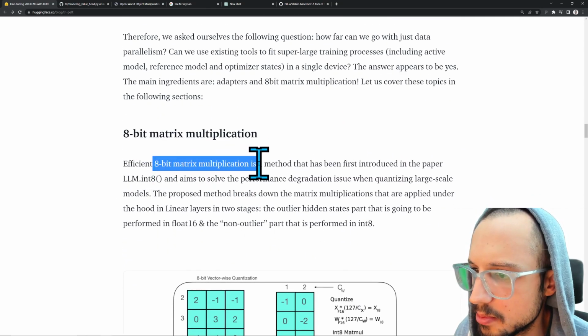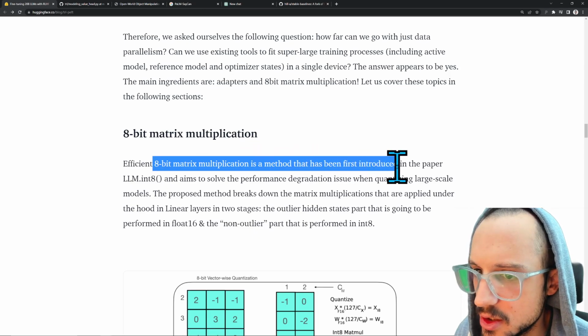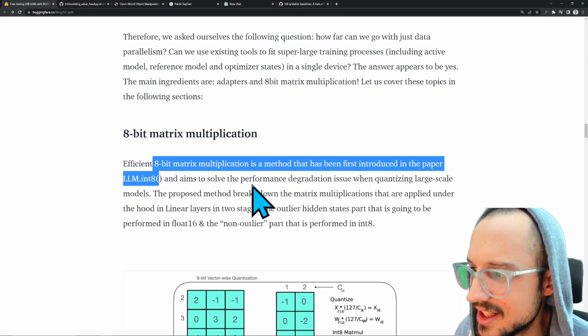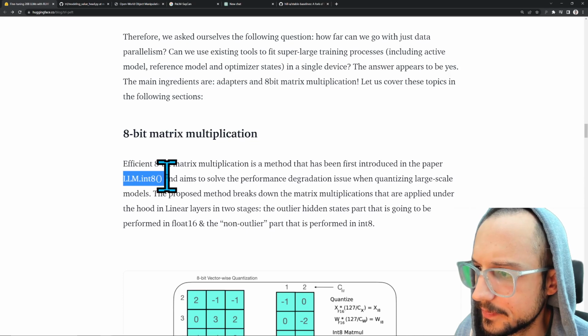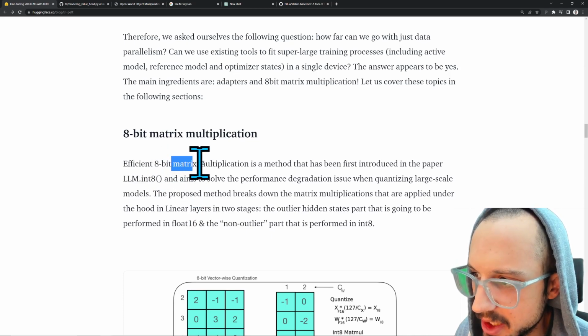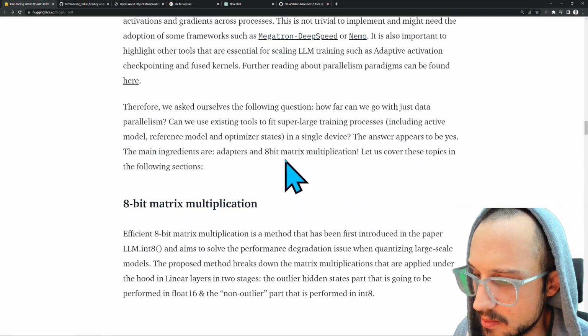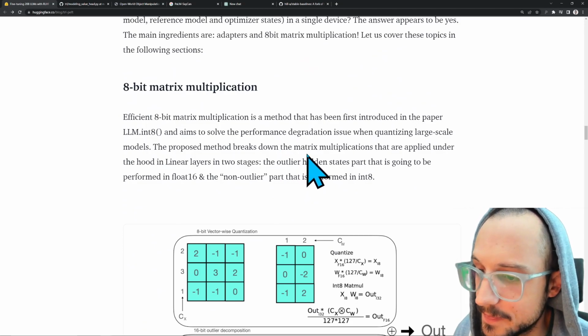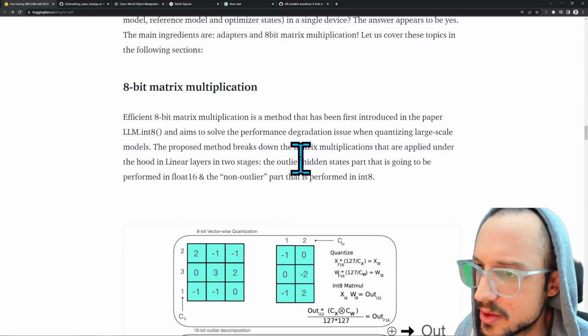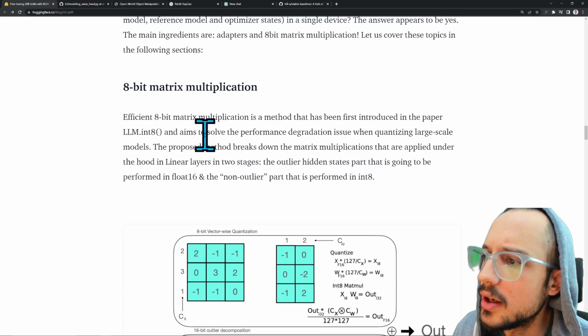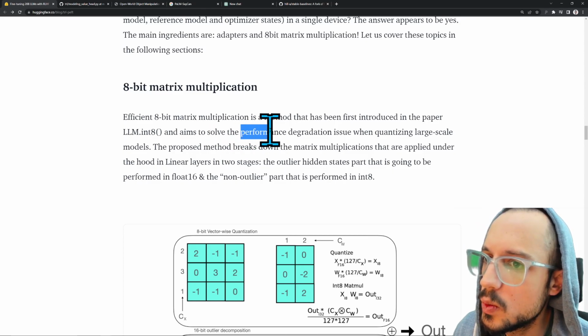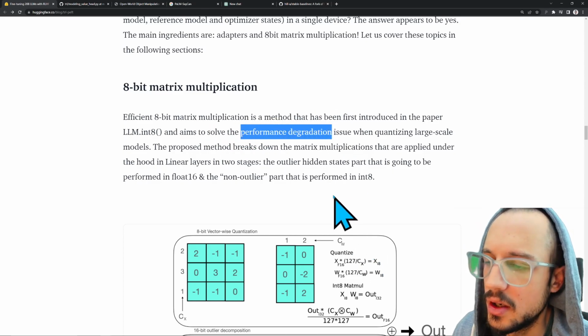8-bit matrix multiplication is a method that was first introduced in the paper LLM.int8. So this is matrix multiplication with 8-bit numbers, which means a lot lower memory, right, than if you had to use 32-bit numbers. It solves the performance degradation issue when quantizing large-scale models.